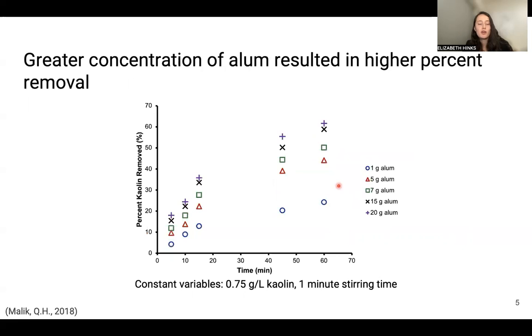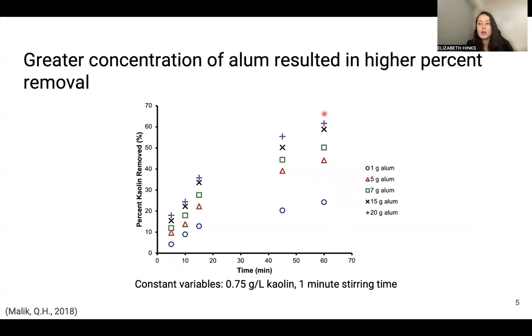It is also important to evaluate the amount of alum needed in these systems. From these results, we can see that as alum concentrations increased from 1 to 20 grams, there is an increase in percent kaolin removed. This is supported by literature that states that the larger the amount of alum, the higher the amount of cations available to participate in charge neutralization. We can also note that between the higher concentrations, 15 and 20 grams, there is minimal difference seen.